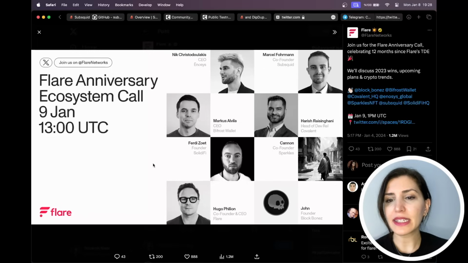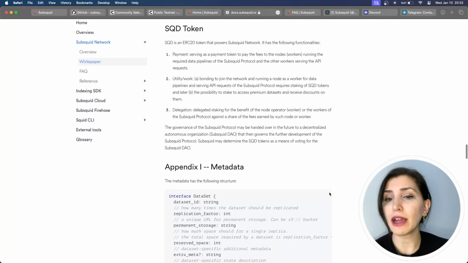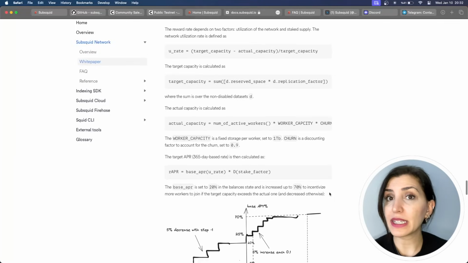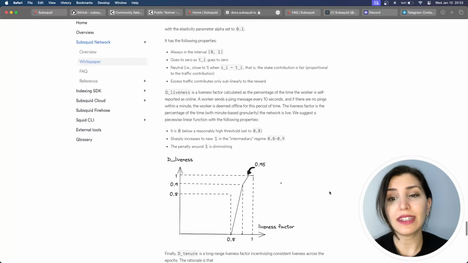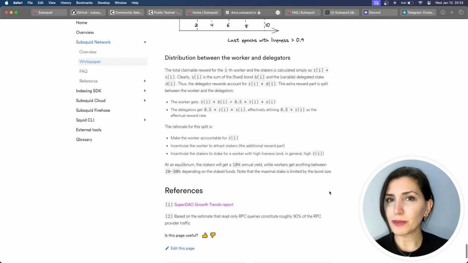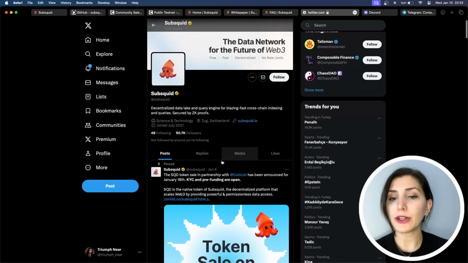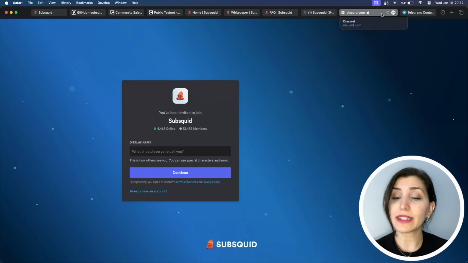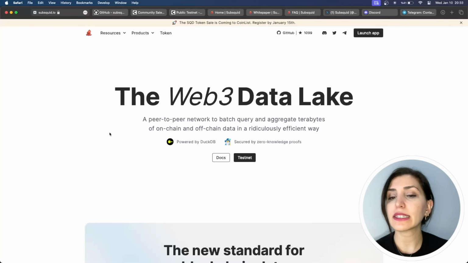The SUBSQUID community sale offers an exciting opportunity for investors and community members to participate in a rapidly growing project. With well-structured sale details, transparent tokenomics, and the project's momentum, it represents an attractive position for those interested in the Web3 data ecosystem. For more information about SUBSQUID, visit their website, read their documentation, and check out coinlist.co for sale details. Stay updated by following their social media accounts on Twitter and Discord. For technology enthusiasts, detailed information is available on their GitHub repository.